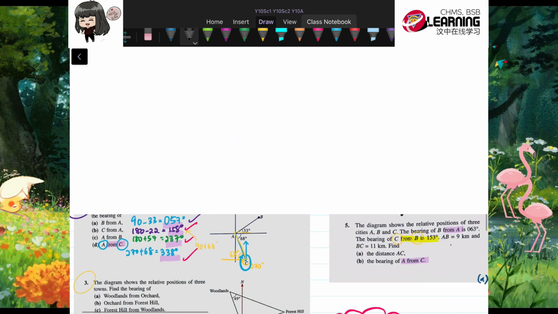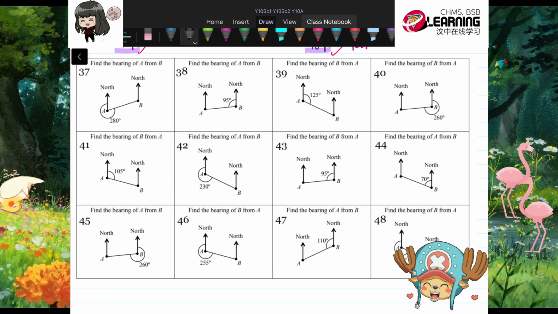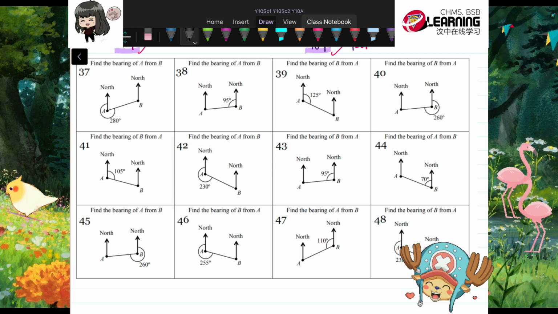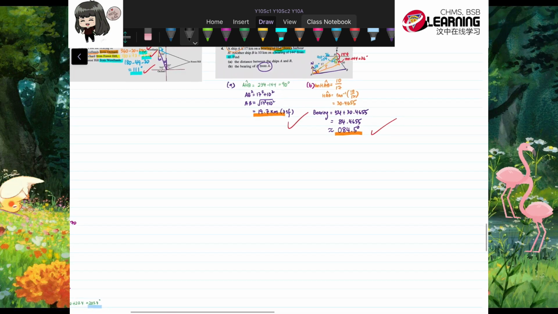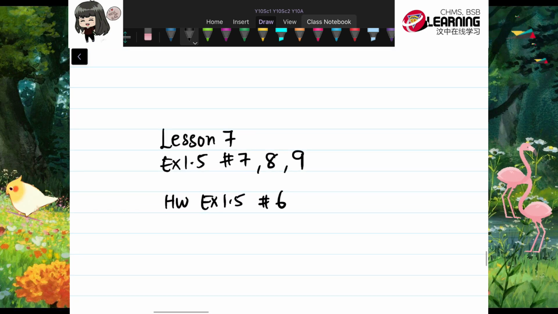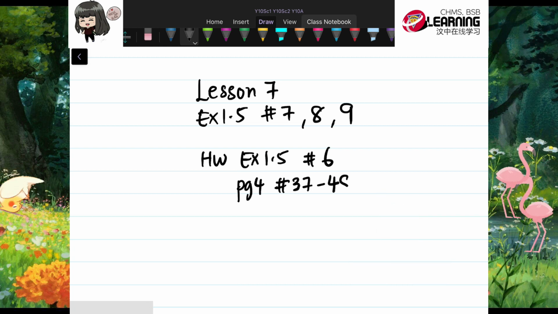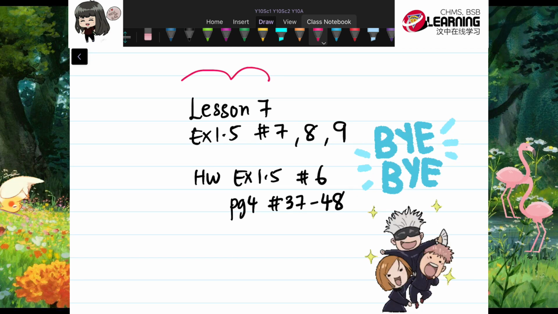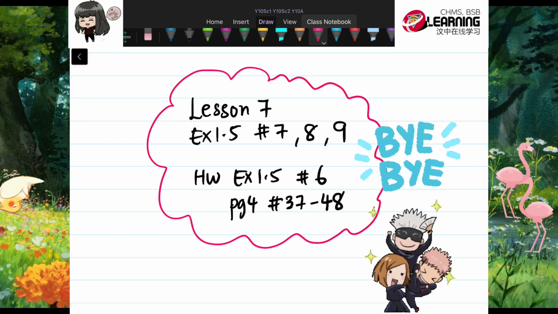And also the previous paper that I gave you, the last page, the simple one. This is very simple. After we do so many questions, when we come back to this, you know the basic foundation of the bearing is actually quite easy, right? So from 37 until 48. So lesson 7, and also page 4 of the paper, which is question 37 until 48. This is the bearing question paper. You hand in all this to me, and I see you again next lesson. Bye.